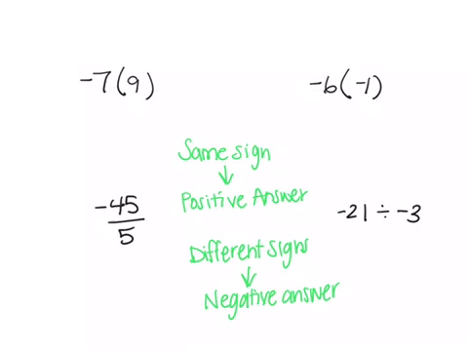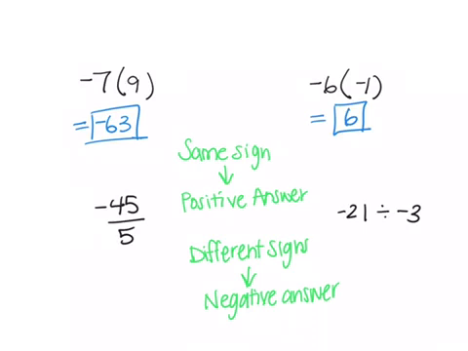So let's take a look at how this works. So up here in the upper left, I have -7 times 9. So 7 times 9 is 63. And then in this problem, 7 was negative and 9 was positive. So according to my green writing in the middle, different signs produce a negative answer. So this would be negative 63. If I move over here to the upper right, I have negative 6 times negative 1. So 6 times 1 is 6. And then I had a negative times a negative. So same signs produces a positive answer. So my solution here is just positive 6.